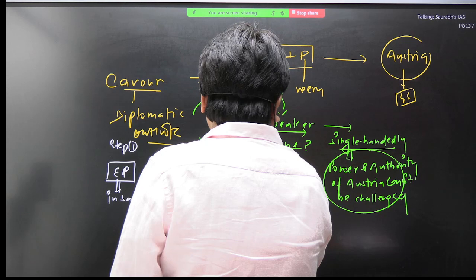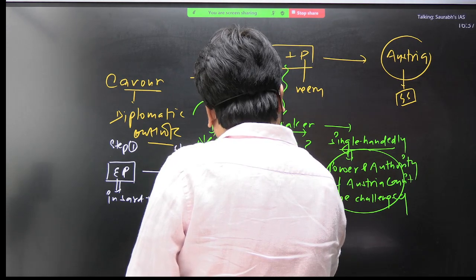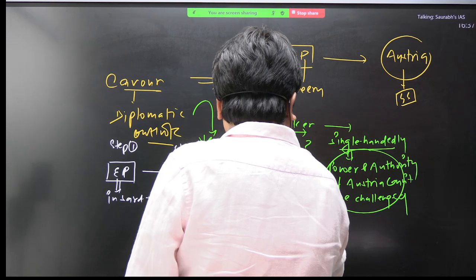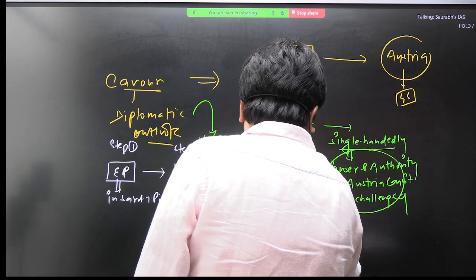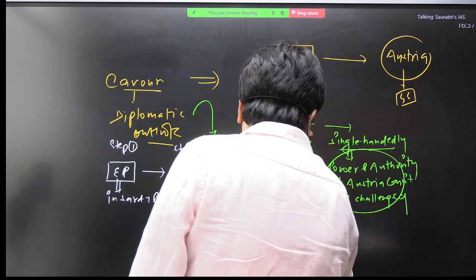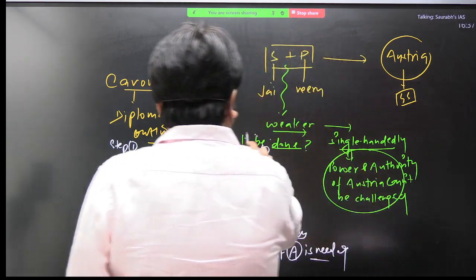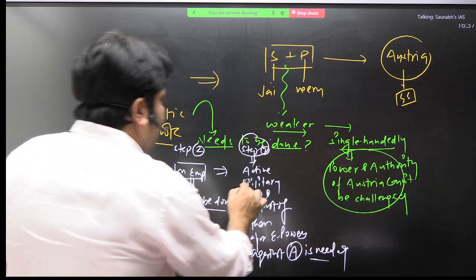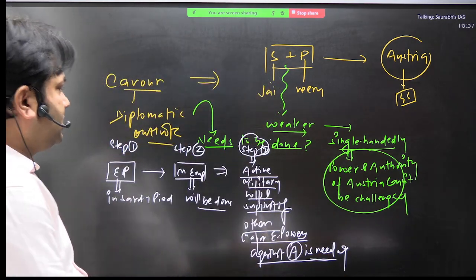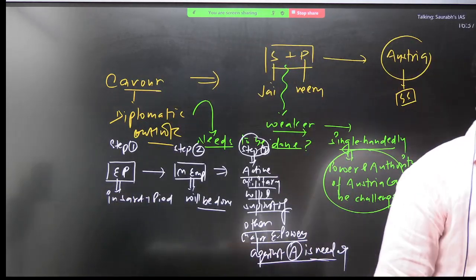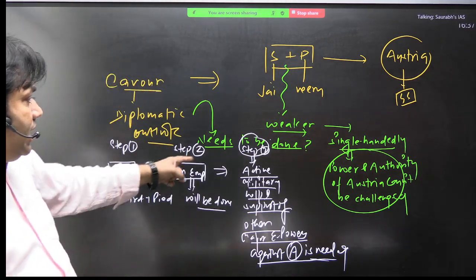He writes that active military help and support of other major European powers against Austria is needed. This is the idea. This is the 3rd step. Active military help and support of other major European powers against Austria is needed.